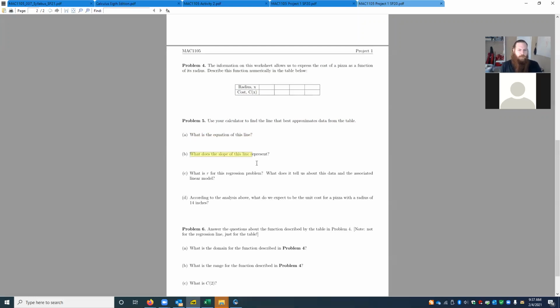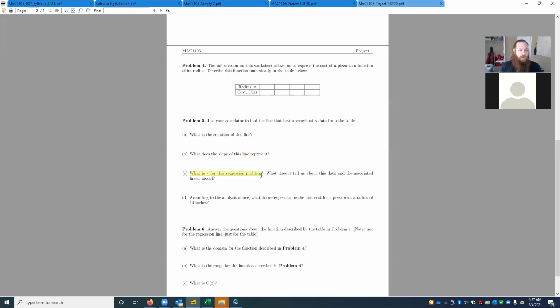What does the slope represent? So notice I'm not asking here, what is the slope? I'm asking, what does the slope represent? Can you tell me, for example, what are the units of the slope? Is it miles per hour? Is the slope being measured in dollars? Is it being measured in, I don't know, seconds per year? What is it? What does this represent?